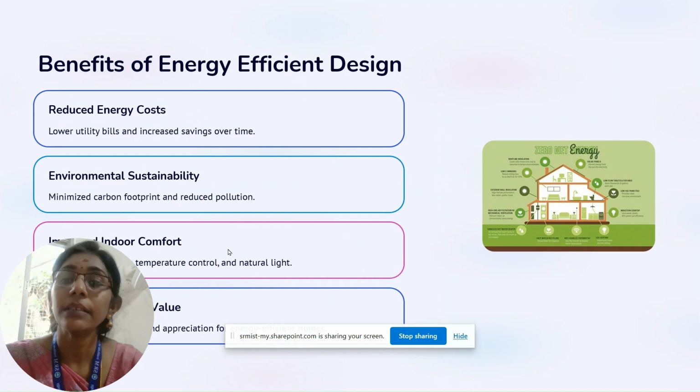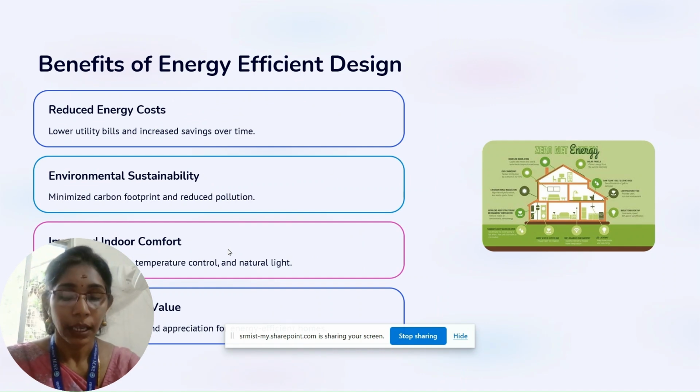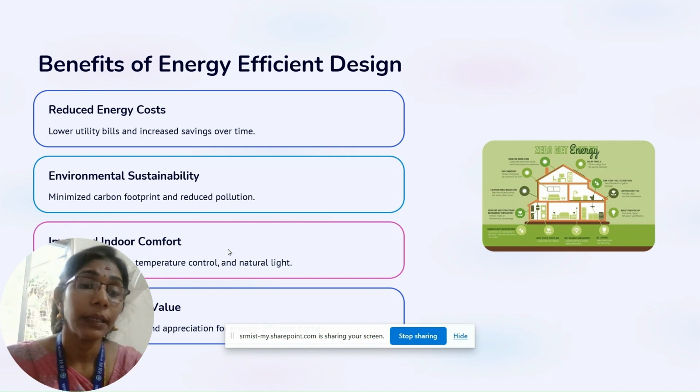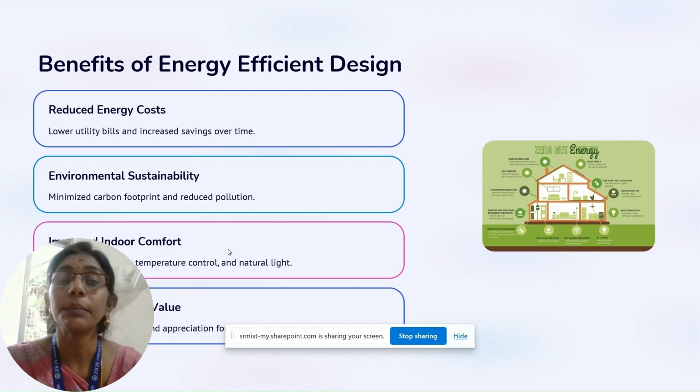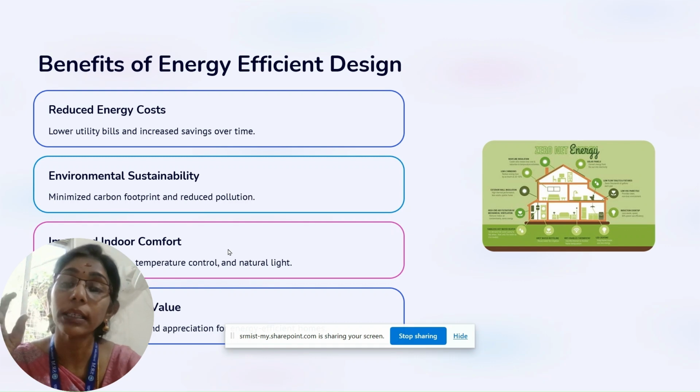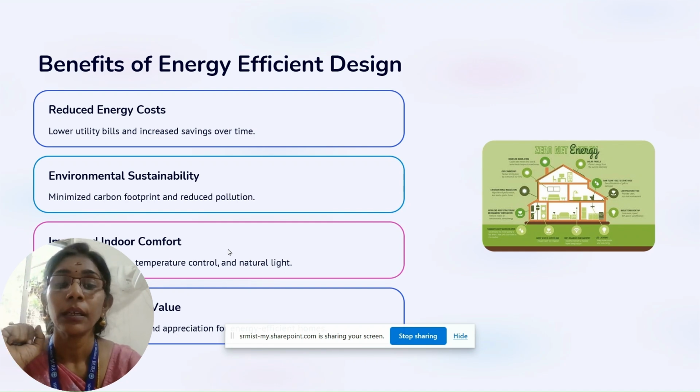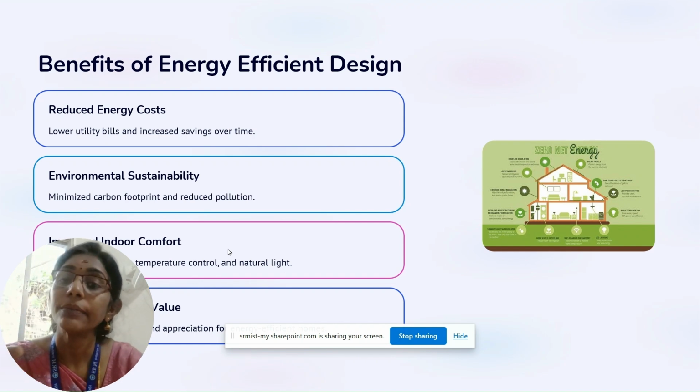So, what are the benefits of energy efficient design? Before that, when we look at the current scenario, the total energy that is consumed by the buildings on a global scale is about 40%. That is, out of 100% of total energy, 40% is consumed by buildings itself. And not only this consumption, they also contribute to one third of global CO2 emission. So this is again going to be a negative impact. So we definitely have to design an energy efficient building.